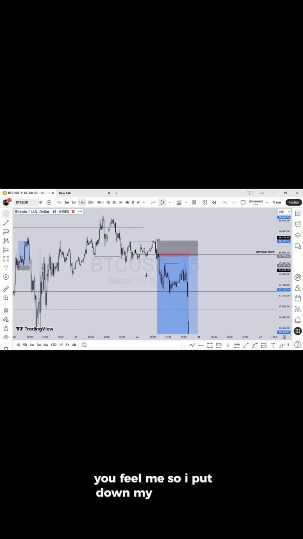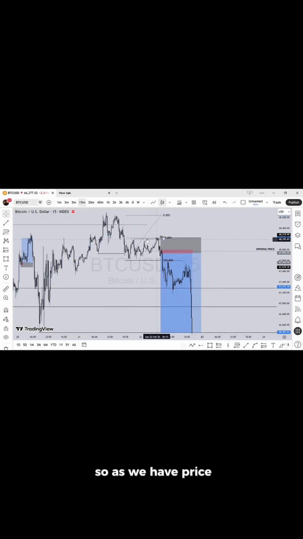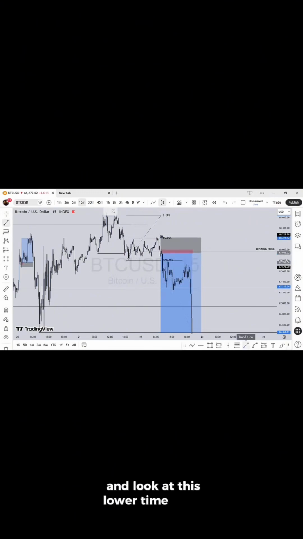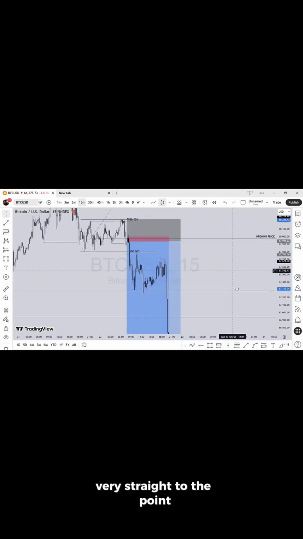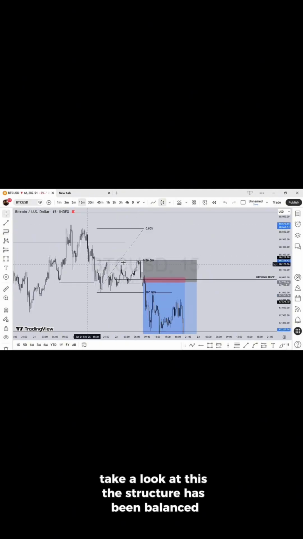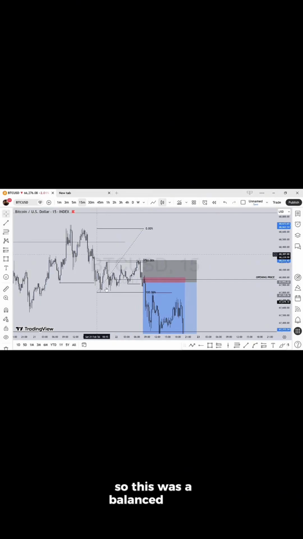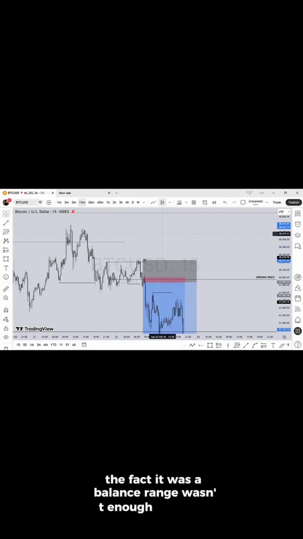So I looked up my Fibonacci tool, I looked for 50%. As price broke above this last high that got created, which served as liquidity, and then traded below and took out this lower time frame structure, that was when I knew, okay, I know what you're up to. It's very straight to the point. Take a look at this: the structure has been balanced. Price has traded above the equilibrium of the recently created range. So this was a balanced range, but the fact it was a balanced range wasn't enough for me to engage.